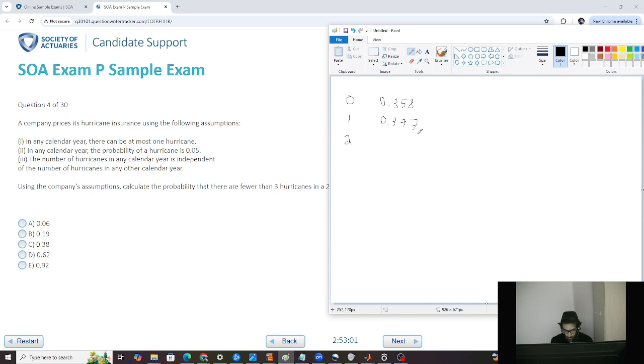0.95 to the 18th times 0.05 squared times 20 choose 2. That's going to be 20 times 19 over 2. That's going to be 190.